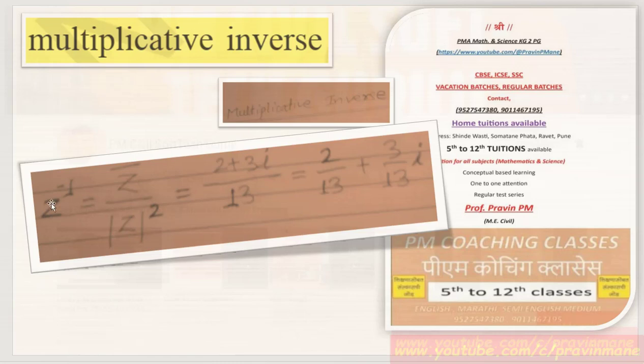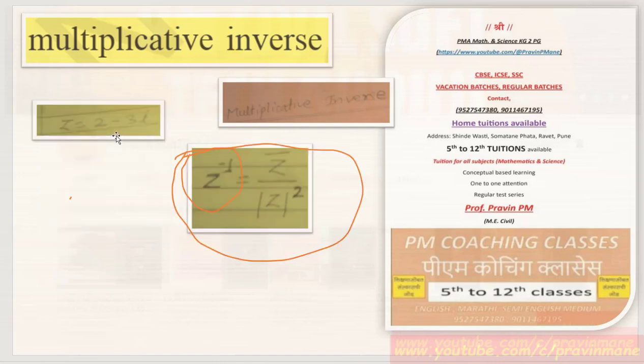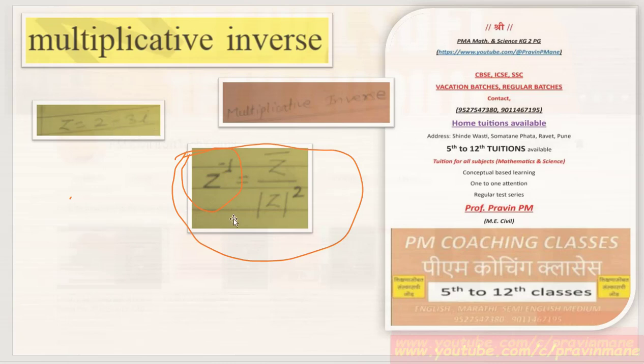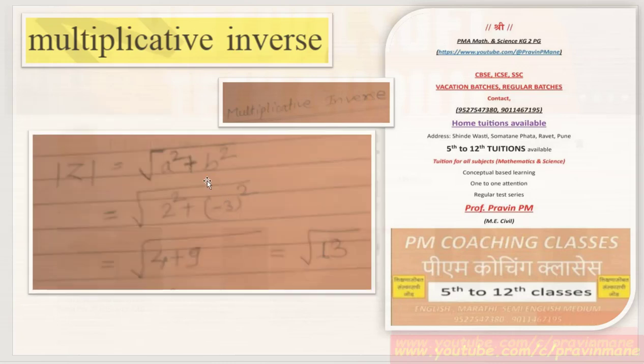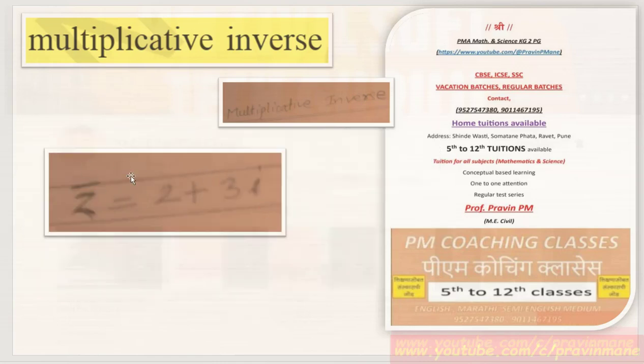Now z inverse is equal to, we know the formula, z bar divided by modulus of z square. Here our z is 2 plus 3i, so the imaginary part sign changes, and z bar is 2 minus 3i.